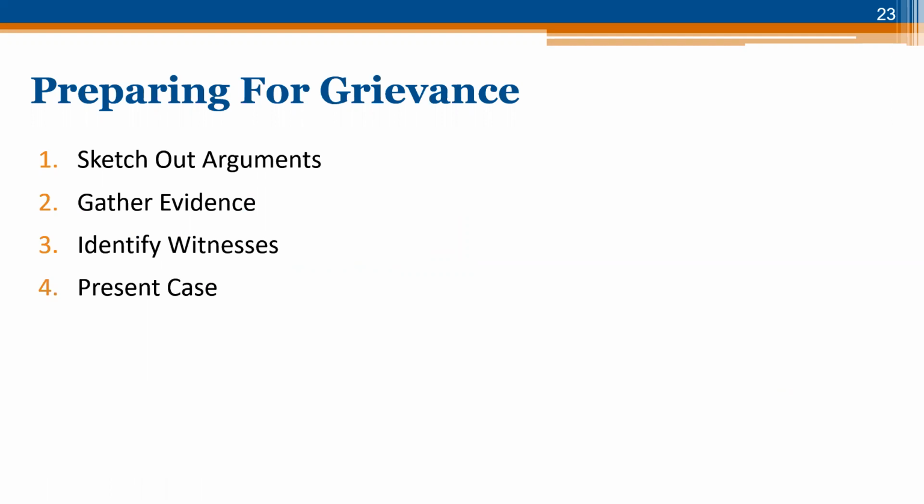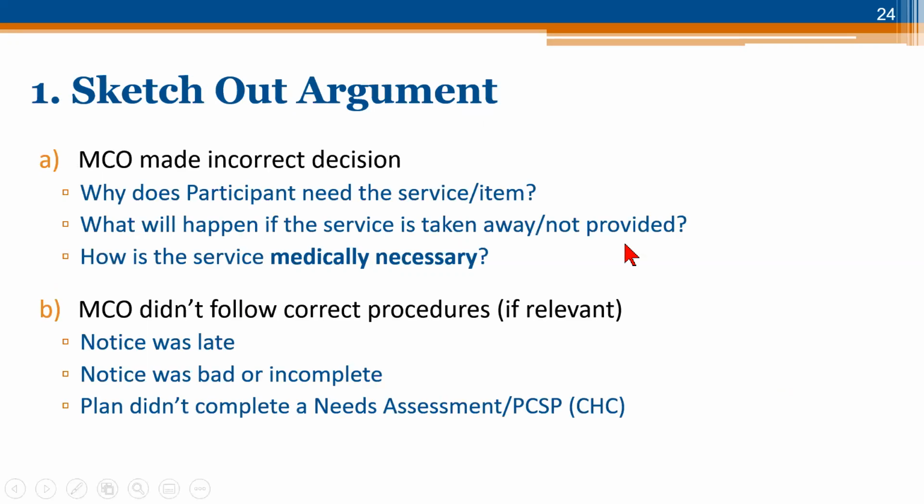Okay, so let's talk briefly about preparing for a grievance. And this involves really 4 steps, 3 steps, and then the 4th step is presenting a case. So you want to sketch out the arguments about why the decision is incorrect. You want to show that the decision was wrong. Why does the participant need the service or items? What will happen if the service is taken away or not provided? And how is it medically necessary? And then also you can sketch out arguments regarding procedure, but that's really less important, especially at the grievance stage.